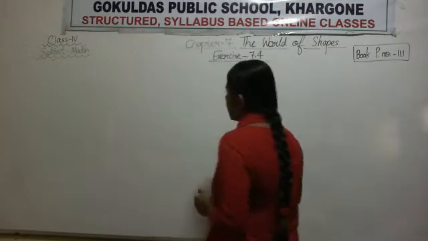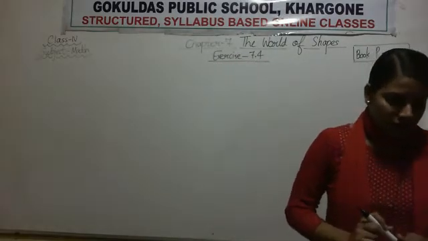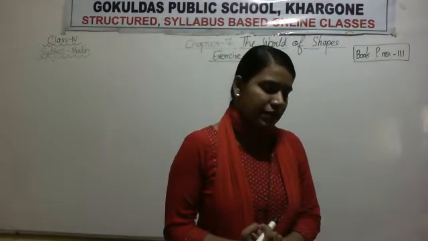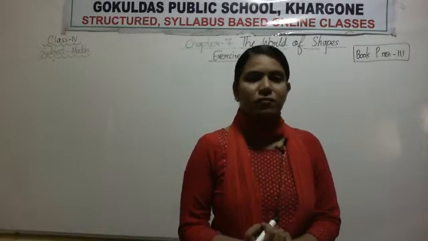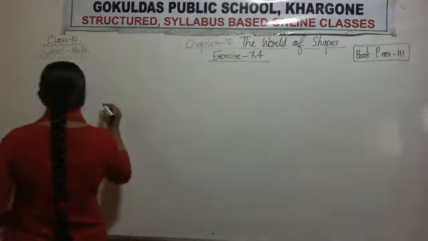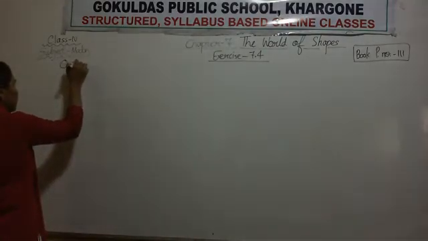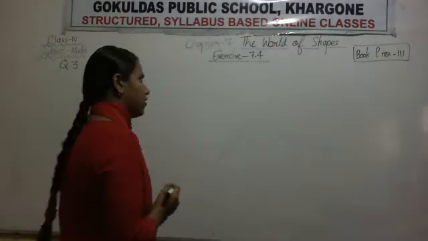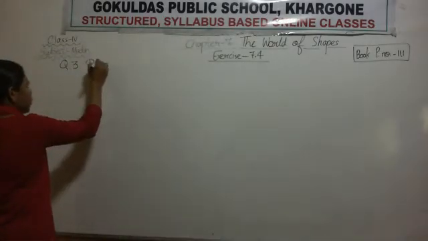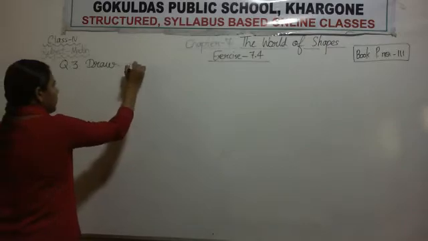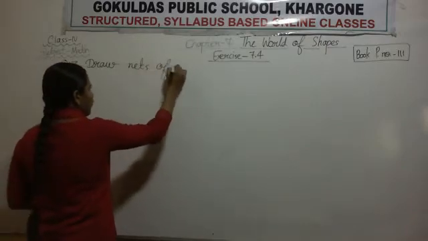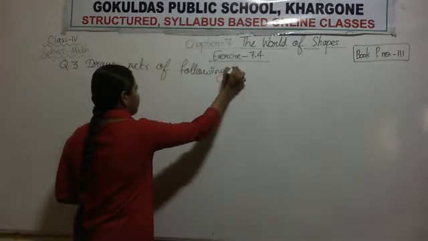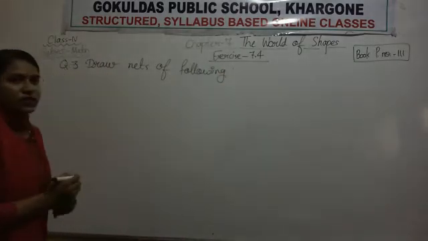Exercise 7.4. Question number 1, 2 and 4 we have already covered in previous lecture. So let us do question number 3. What is question number 3? Question number 3 is draw nets of the following. Right? It is a question.